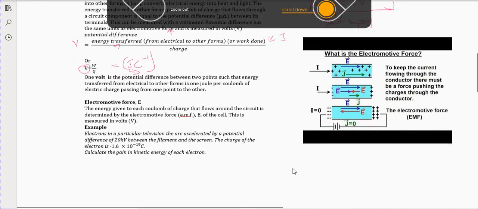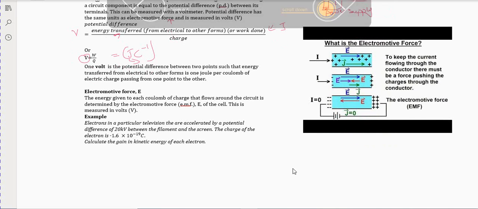Now let's see if we can look at a simple problem here. It says electrons in a particular television are accelerated by a potential difference of 20 kilovolts between a filament lamp and the screen. So we know that potential difference, another way we can write it is PD, is equal to 20 kilovolts.